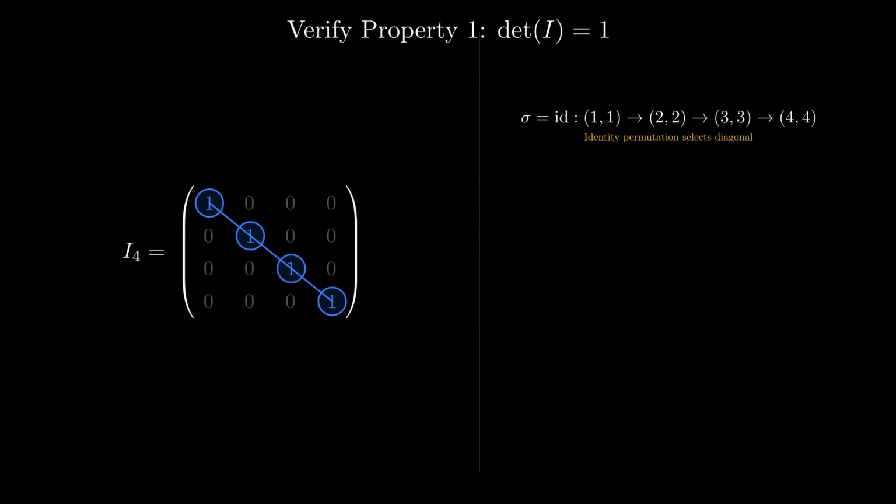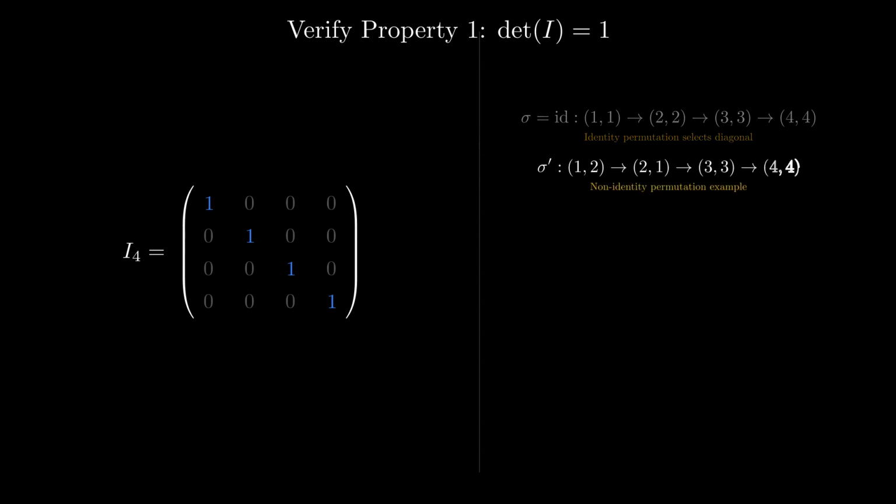So the only permutation that gives a non-zero product is the identity permutation, selecting columns 1, 2, 3 through n in order, which picks out all the diagonal entries, and those are all ones. For example, in a 4x4 identity matrix, a non-identity permutation like sigma of 1 equals 2, sigma of 2 equals 1, sigma of 3 equals 3, sigma of 4 equals 4, would select the entry at row 1, column 2, which is 0. That 0 makes the entire product 0.